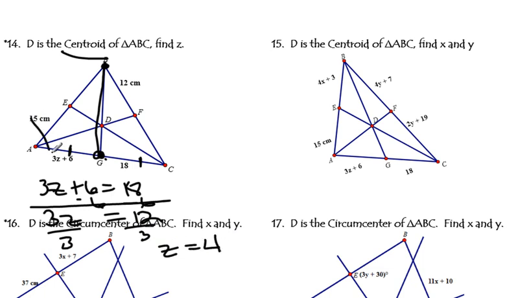I'm going to plug that 4 back in to z to make sure that I get the correct answer of 18. 3 times 4 is 12, plus 6 is 18. So I know I did that correctly.